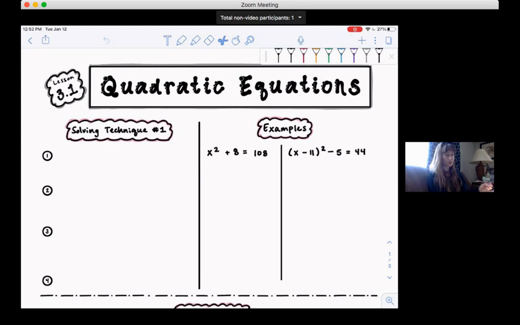So the most simple approach to solving a quadratic equation is to isolate x squared. And this is only going to work for certain types of equations, which is why we're going to develop a few different techniques for approaching them. But for equations that this works for, if you can get x squared by itself, you can use this technique. So we're going to start by isolating x squared, or the term that's squared.